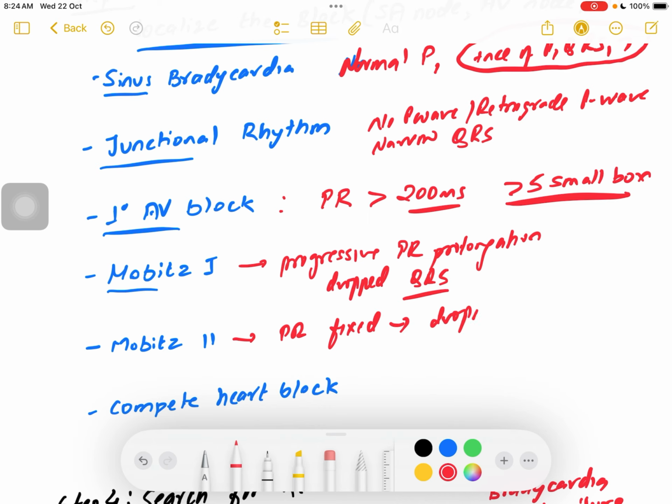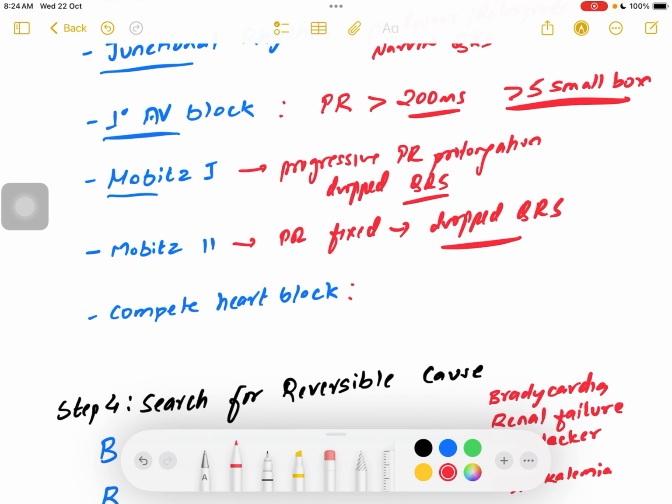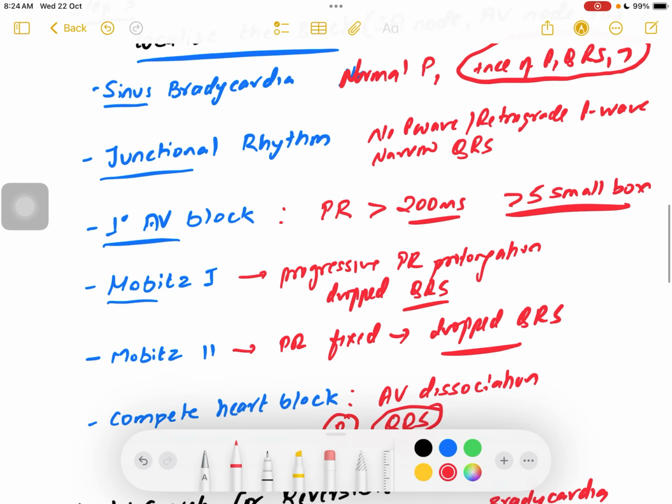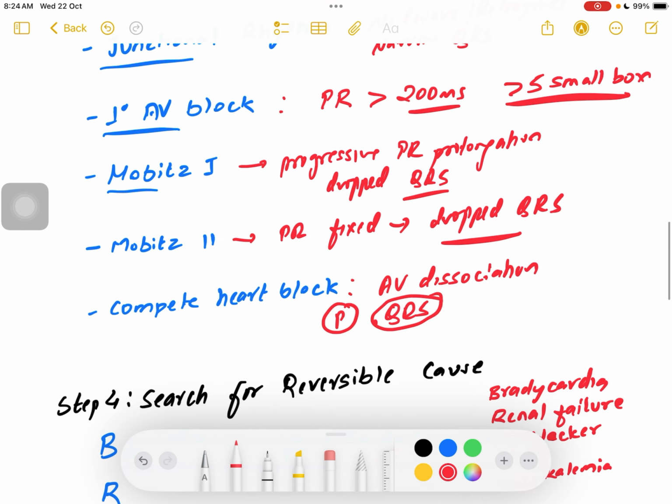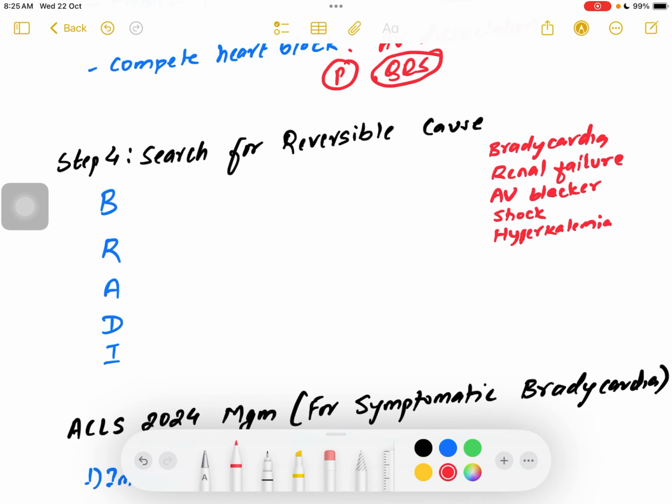If there is no P wave, or if there is a retrograde P wave with a narrow QRS, then we call this junctional rhythm. For first degree AV block, the PR duration should be more than 200 milliseconds, or more than 5 small boxes.